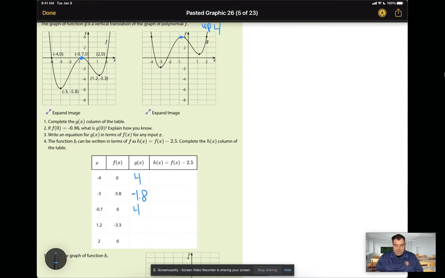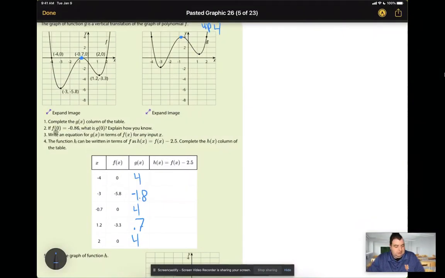Negative 3.3 plus 4 is not going to be 1.3. That's my mistake. It's actually going to be 0.7. And then 0 plus 4 is going to be 4. So again, all I did was take the y values of the f function and add 4 to them because I was shifting up 4. So there's number 1.